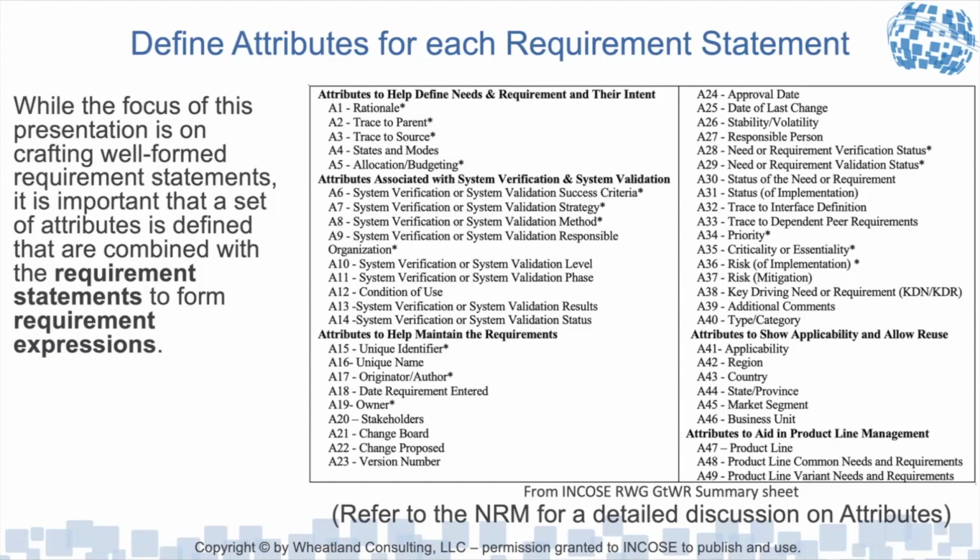The key one is rationale. The rationale explains why requirements are needed and additional information that is helpful to better understand the intent of the requirement. Trace to a parent, trace to source. At the higher level requirements that are allocated to lower level parts of the architecture, it's very important we talk about the attributes associated with system verification for our requirements: success criteria, strategy, method, and the responsible organization, and the level, the phase, condition of use.